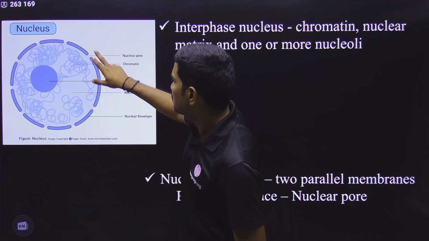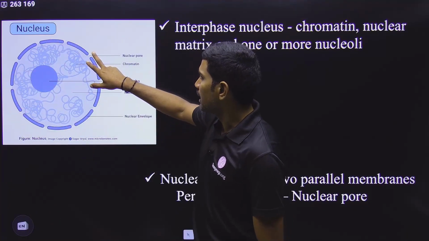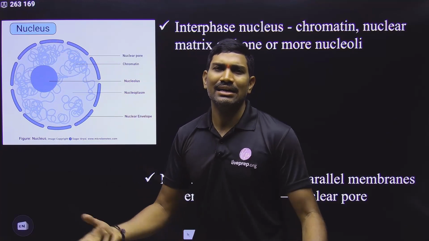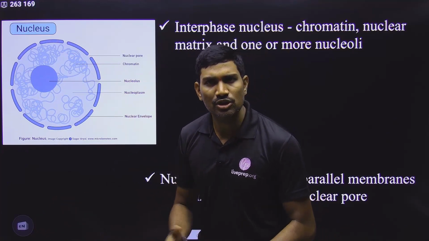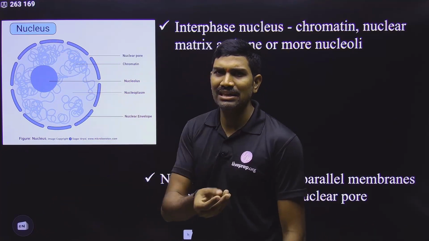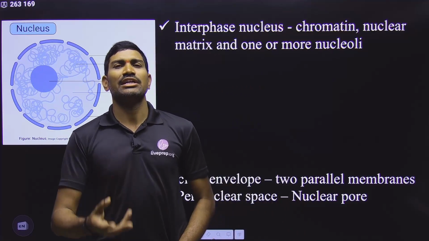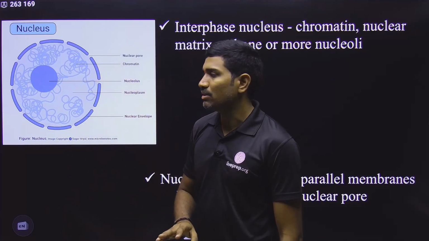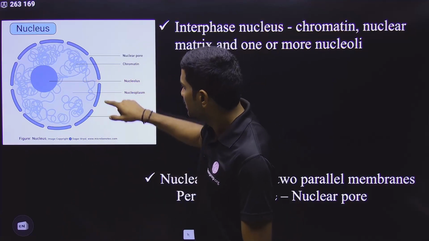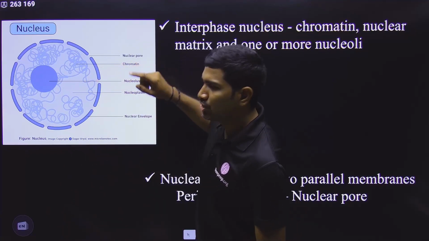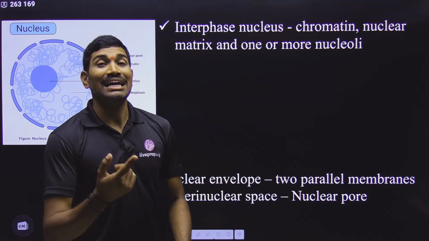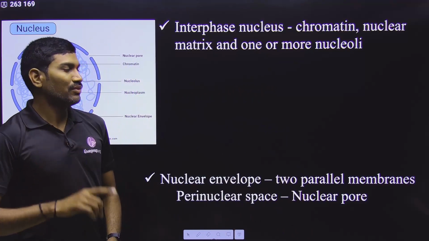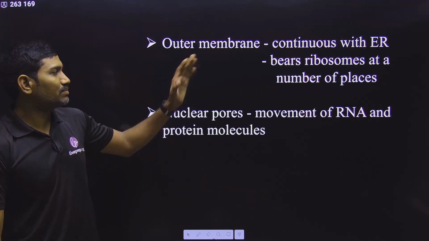Next, these are two parallel membranes, and the gap between them is called the perinuclear space, or in general the intermembranal space. In NCERT they mention a size between 10 to 50 nanometers for the perinuclear space. Next, the outer membrane of the nucleus is continuous with the endoplasmic reticulum, and the outer membrane of the nucleus also has ribosomes. Very, very important point.